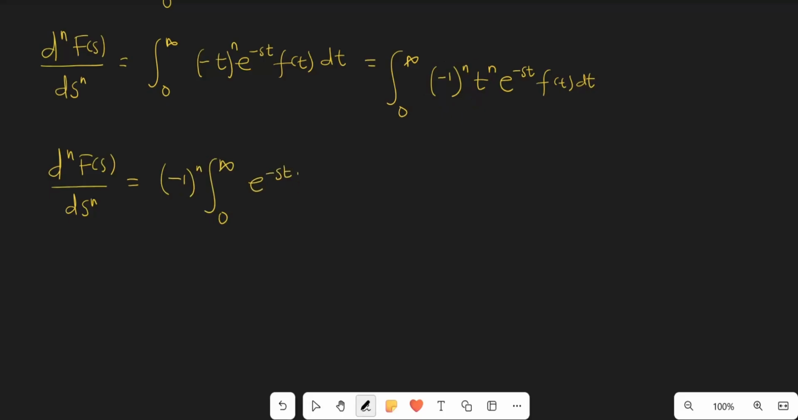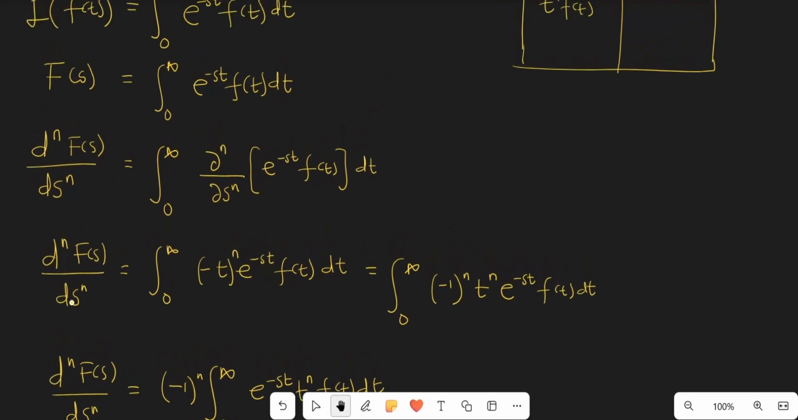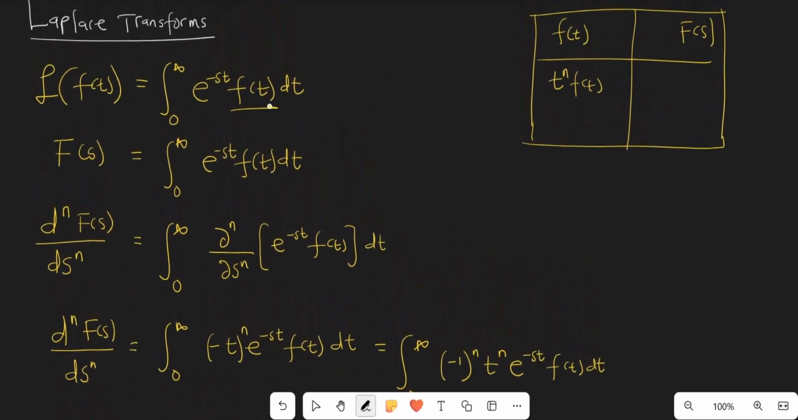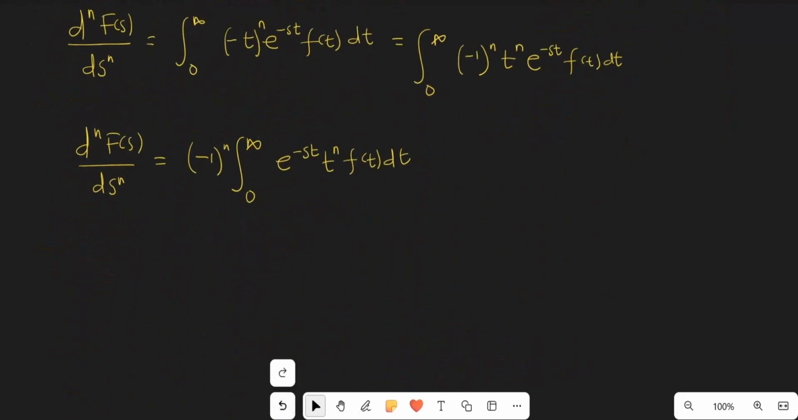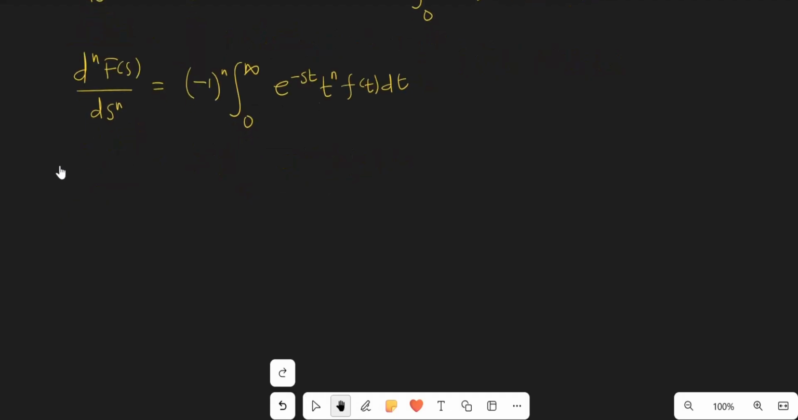And this is multiplied by t to the power n and then f of t dt. Recall, the definition of the Laplace transform of a function f of t is the integral from 0 to infinity of e to the negative st multiplied by the function we are seeking to transform. So the Laplace transform of this one that we want to find is equal to the integral from 0 to infinity of e to the negative st multiplied by the function, that is this function. So this one is a Laplace transform of this particular function. So let's write it there.